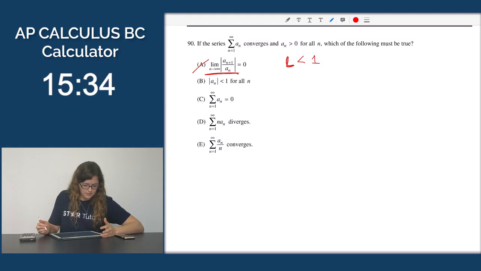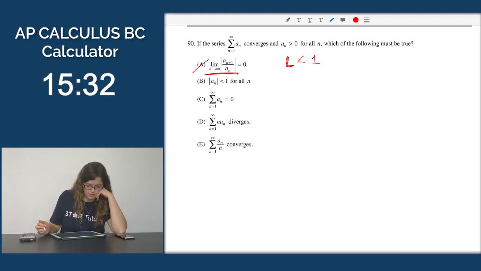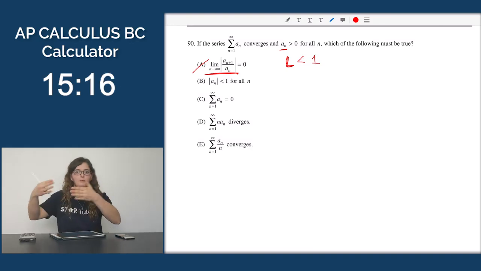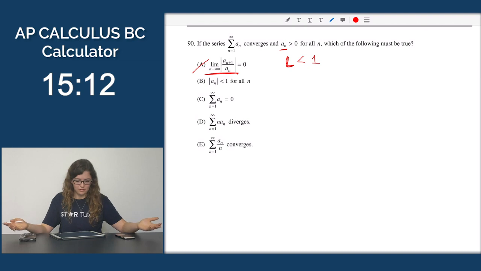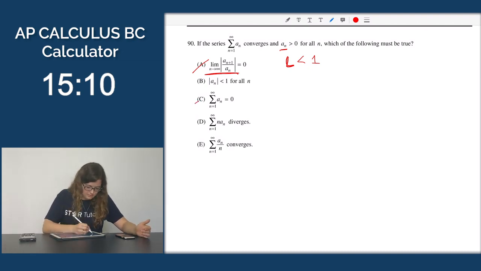B, the absolute value of a sub n has to be less than 1 for all n. That doesn't sound true, but we'll see. C, the sum is 0. The sum can't be 0 because it tells me all of the terms are positive. I'm adding up a bunch of numbers that are all positive, and if you add up a bunch of positive numbers, you can't get 0. So that doesn't make sense.